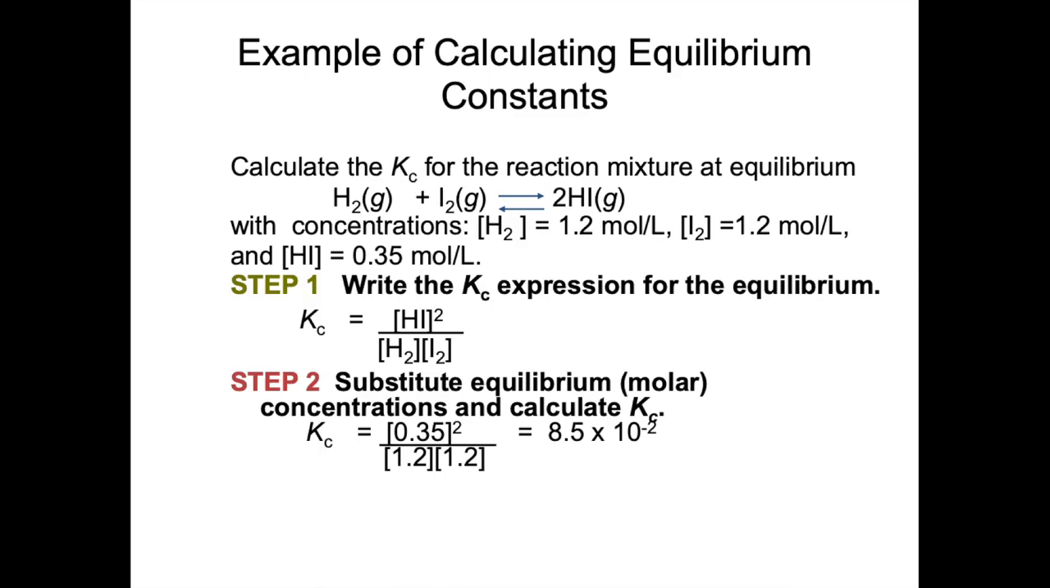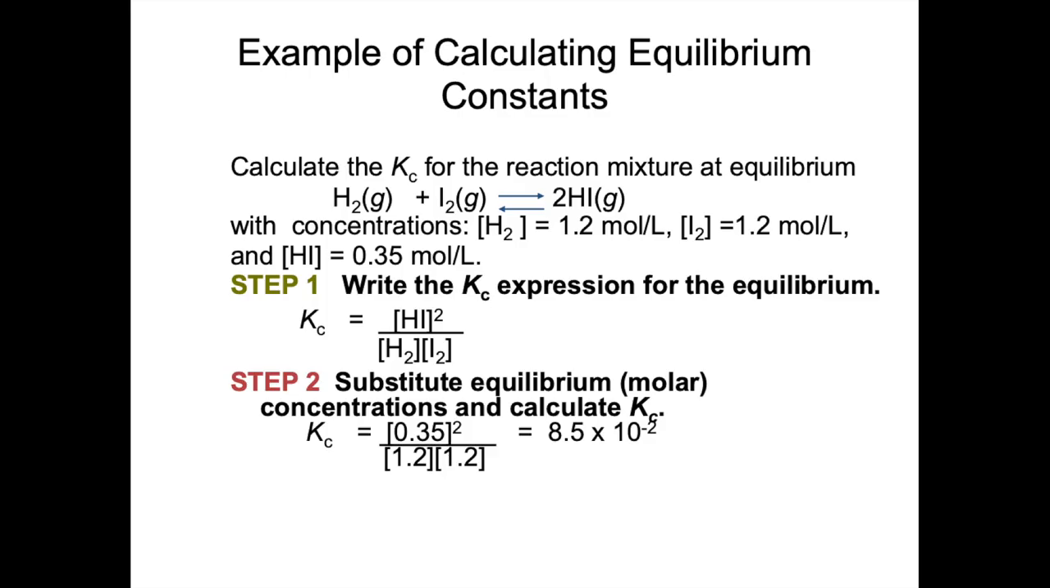So we have an equilibrium with hydrogen and iodine forming hydrogen iodide. We can write out an equilibrium expression for this, again using your products over your reactants, just as we've seen before. Now, the question tells us that the concentration of hydrogen at equilibrium is 1.2 molar. The concentration of iodine is 1.2 molar, and the concentration of hydrogen iodide is 0.35 molar. Again, please note the concentrations don't have to be the same numbers. They can be different numbers.